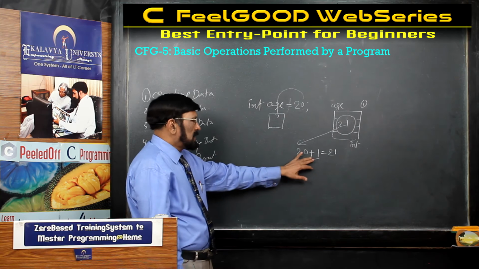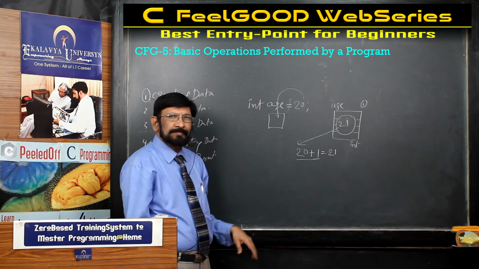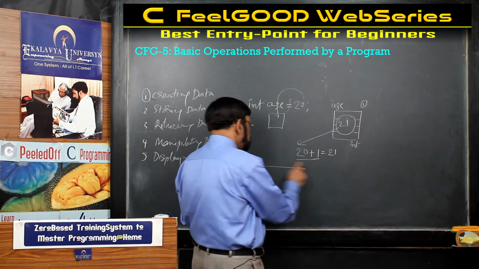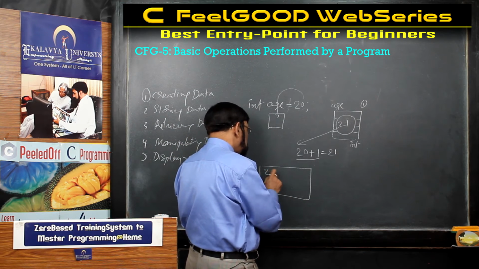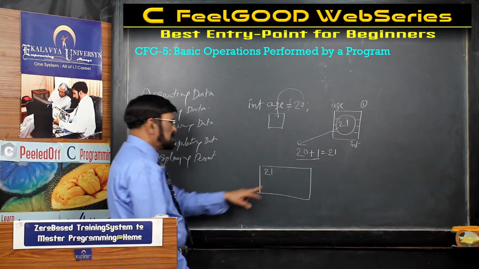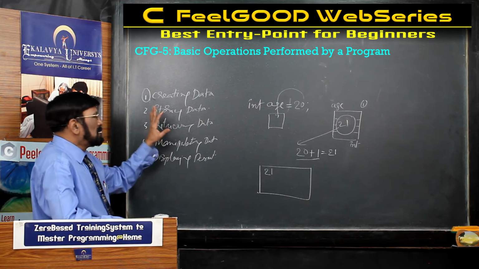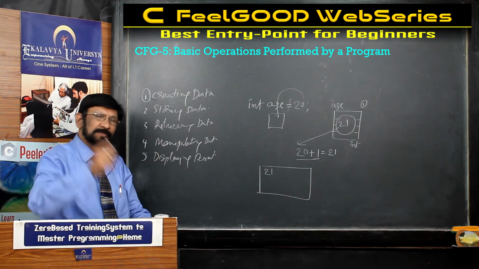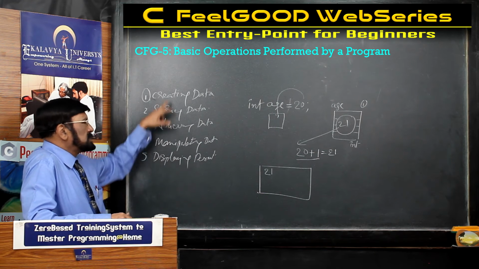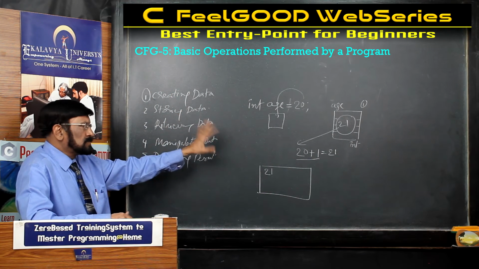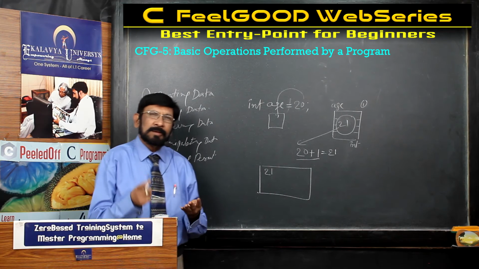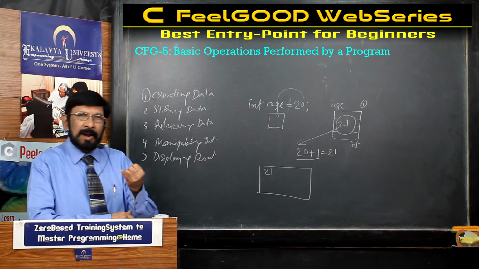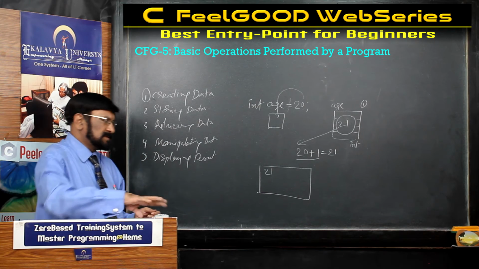Okay. Then 1 is added. It is again stored in the memory. How can you see that? You cannot peep into the computer memory. So it should be displayed on the monitor screen. This is the result you are expecting. So basically these 5 operations are to be performed. Any statement you write is meant for performing these operations. Just remember through this example: creating data, storing data, retrieving data, manipulating data, and displaying result.